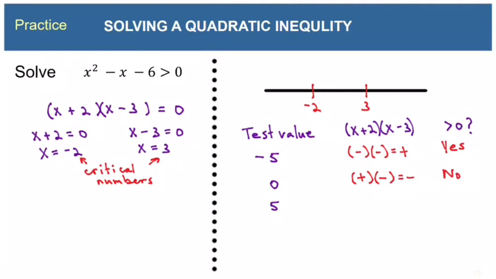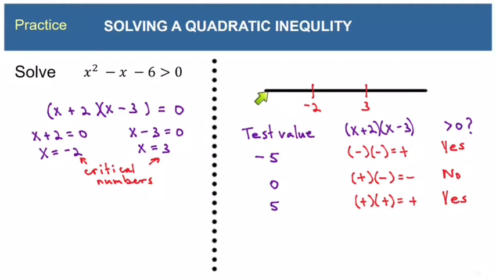And now plug in the 5. 5 plus 2 is positive. 5 minus 3 is also positive. Positive times positive is positive. Is that greater than 0? Yes. Okay, so our two intervals that belong in our solution are the left and the right.